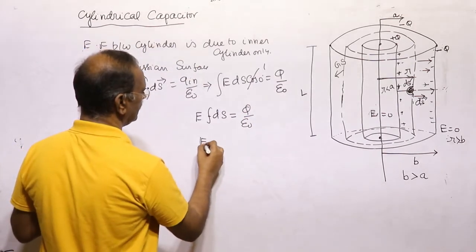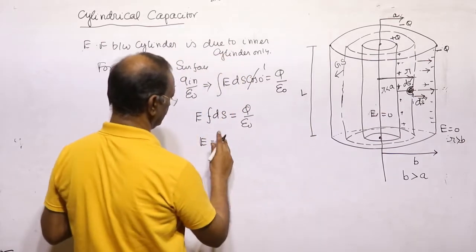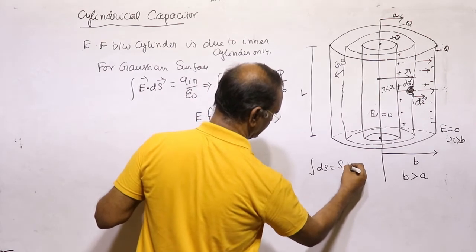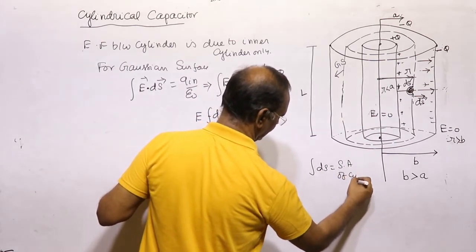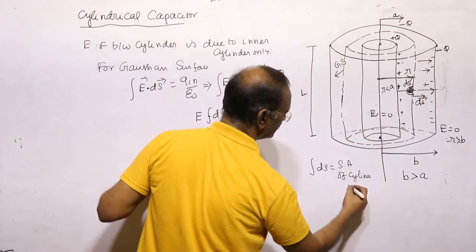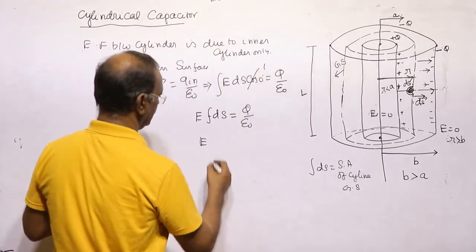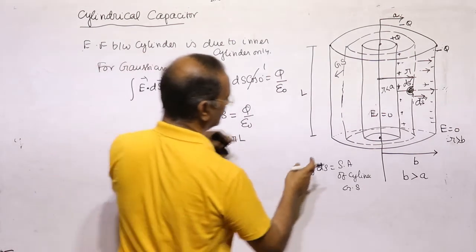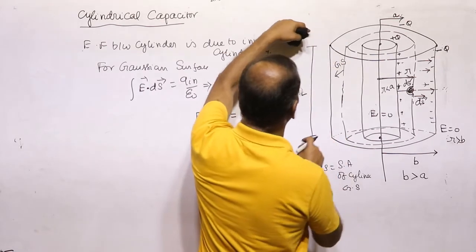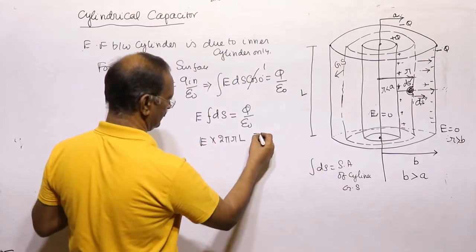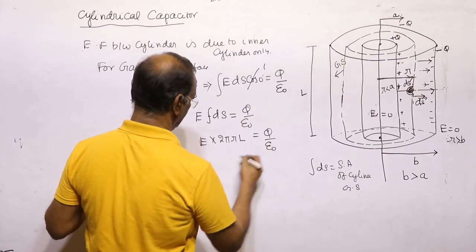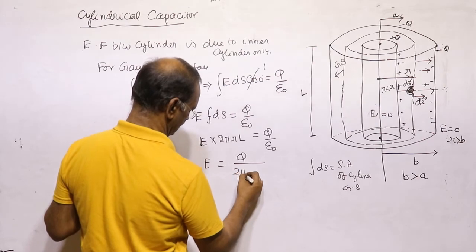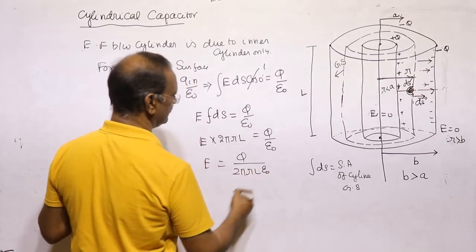So what is E? Since the integral of dS is equal to the surface area of the cylinder. Which cylinder? The Gaussian cylinder, the Gaussian surface. E into 2 pi r into length, because the Gaussian cylinder we constructed is for this length L. E times 2 pi r L is equal to q by epsilon naught, or E is equal to q by 2 pi epsilon naught r L. This is the electric field.